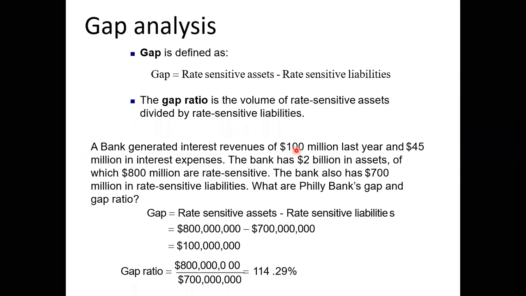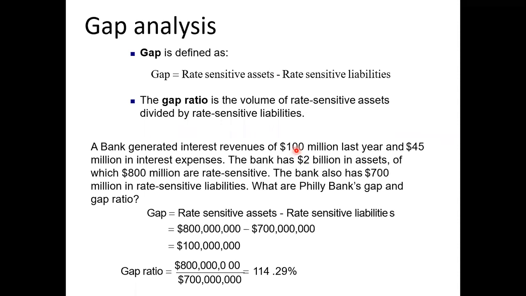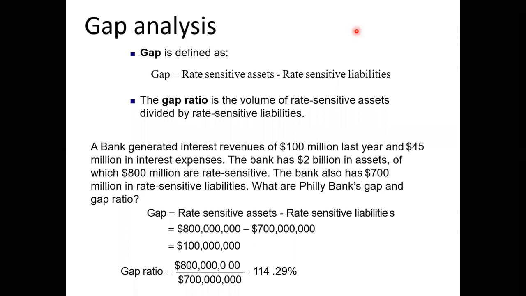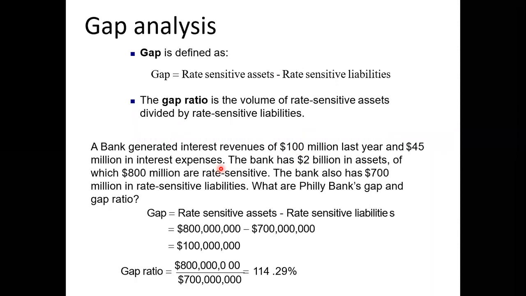My dear students, yes, 55. Very good. Very good. Right? How do we get it? 100 million minus 45 million equals 55 million. That is net interest income.